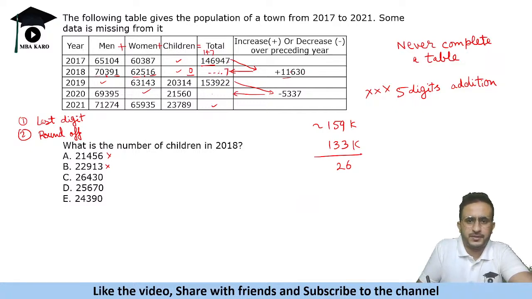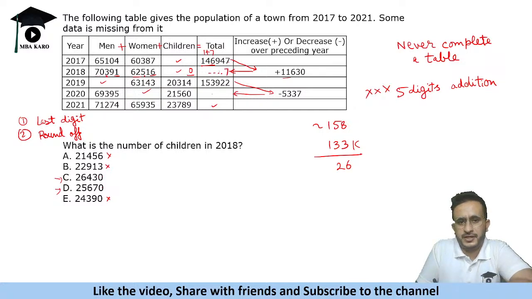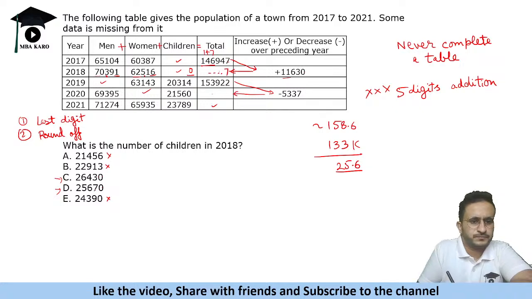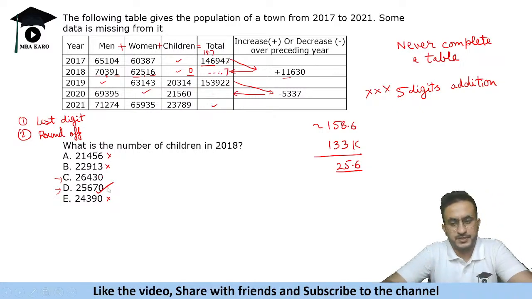Now, this is not exactly, this is 158 point something, not exactly. Now, there are even two close options in this case. We can reject 24. We are between 25 and 26. So which one should be right? This is 147 and this is 11.6, right? So 158.6. So somewhere it will be 25.6 thousand. So this will be the answer.